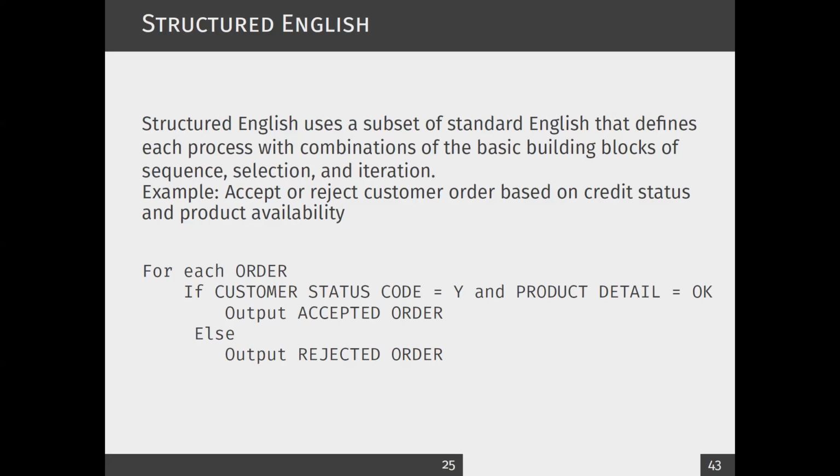The first one is you can have structured English, like pseudocode. You can represent a few business rules, you might say. For example, in this one, we are going to accept or reject a customer order based on their credit status and the product availability. That means to accept the order, the customer status, hopefully they have enough credit, should be yes. And the product also should be available. Only then can you accept the order. So this is how we may use structured English.